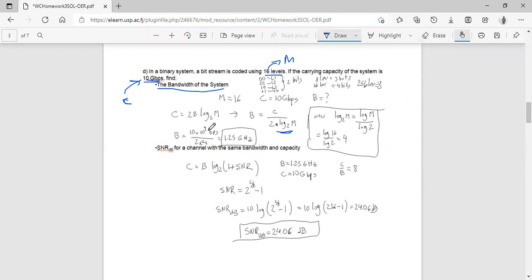So based on that, we can find our bandwidth, right? Based on this particular formula, we have our C value, that is 10 gigabits per second. And we know our M value, right? So directly substituting the values in this equation, we get C as 10 times 10 to the power of 9 bits per second. This 10 to the power of 9 basically represents giga.